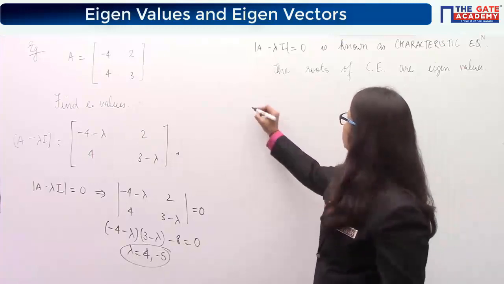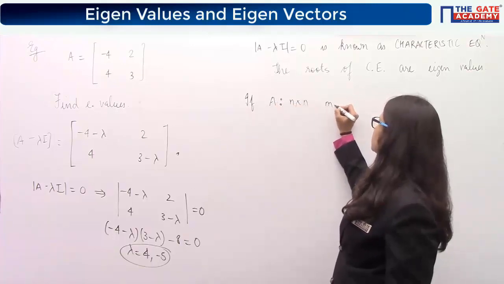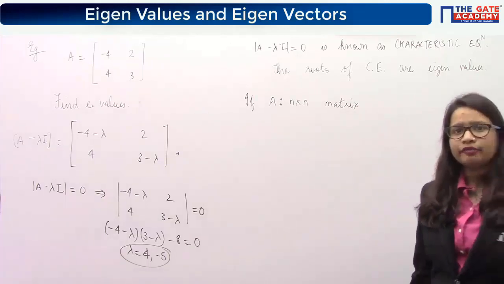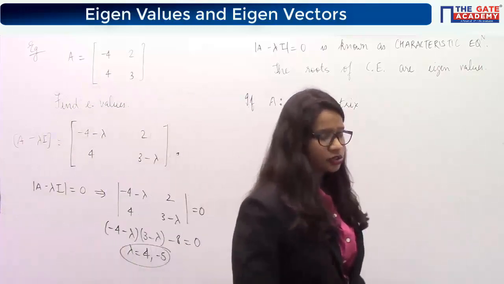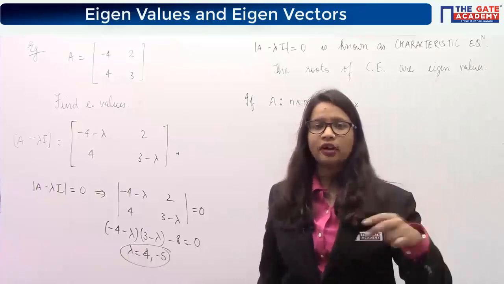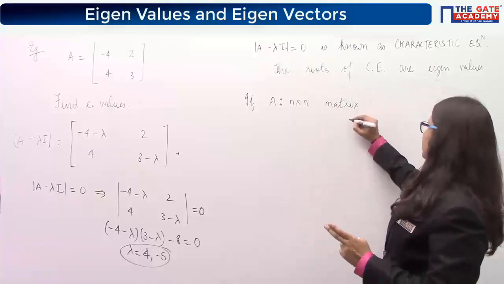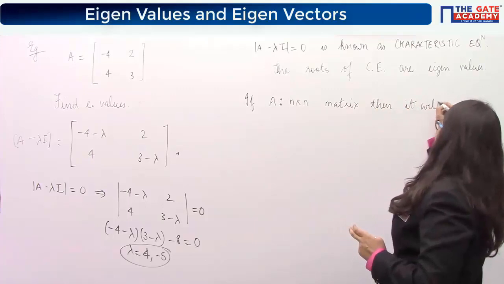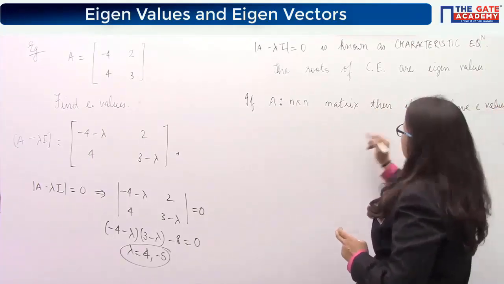Now if I say that A is an n cross n matrix, then how many eigenvalues will there be for this matrix? Here A was a 2 cross 2 matrix, so the eigenvalues came out to be 2. If A is an n cross n matrix, how many eigenvalues will there be? Yes, obviously n. So if A is an n cross n matrix, then it will have n eigenvalues. Write down this point as a note.